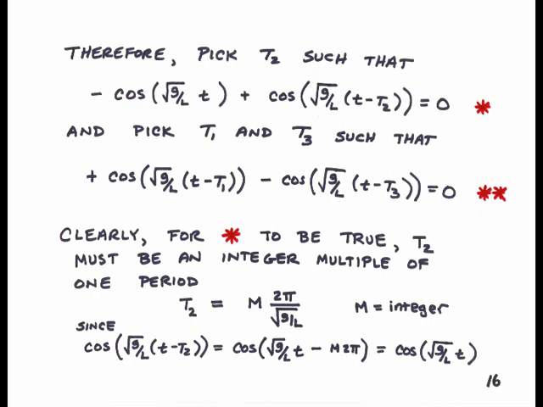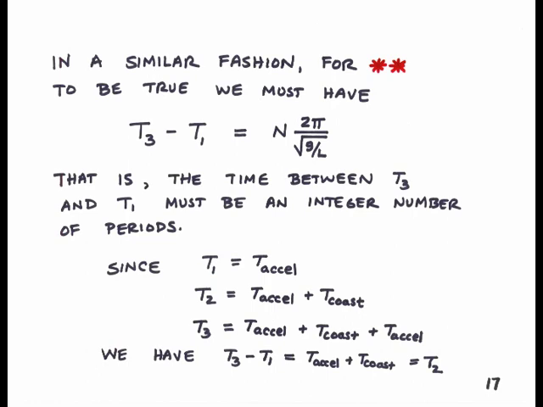So now we've satisfied one of the cancellation conditions that we desired. Let's now take a look at the other condition. For equation double star to hold, we must have the following: t3 minus t1 equals n times 2 pi over square root of g over L, where n is an integer. You notice this condition is just like the one we had before. That is, the difference between t3 and t1 needed to be an integer multiple of periods.